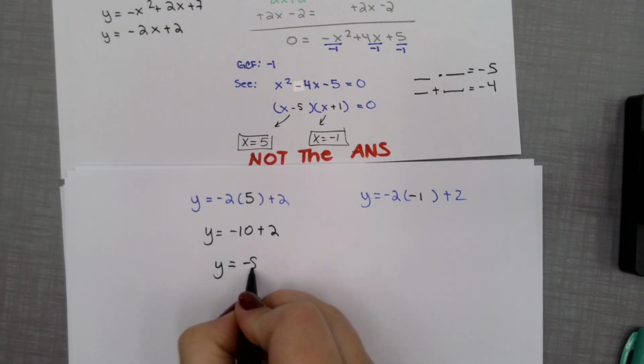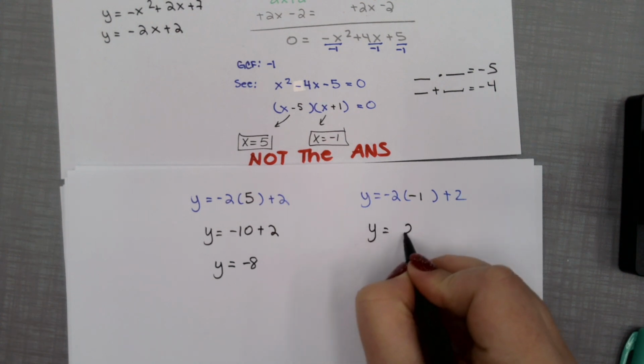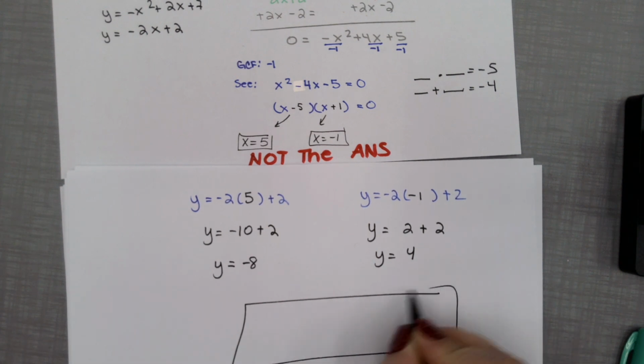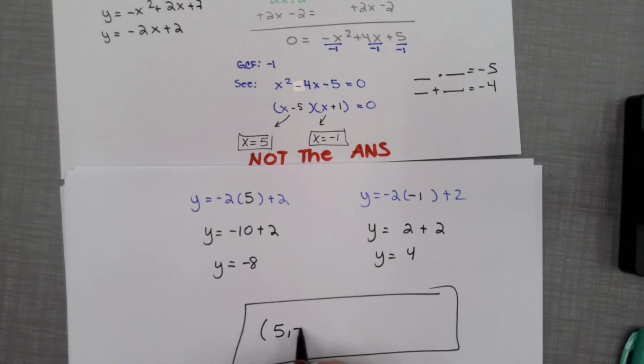We got negative 8. Here we got y equals 2 plus 2. Y is equal to 4. So that means, you ready for our answers? (5, -8) and (-1, 4). Pack up. Goodbye. I'll see you tomorrow.